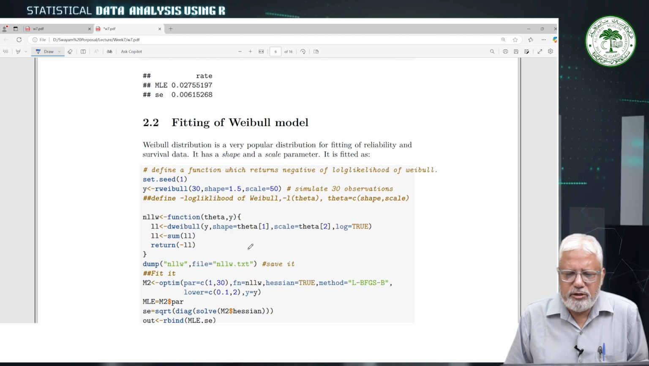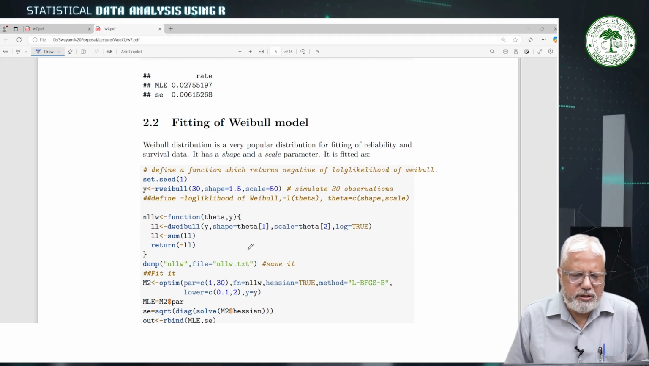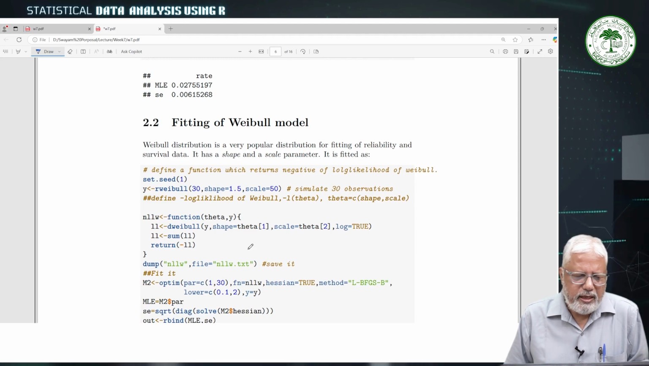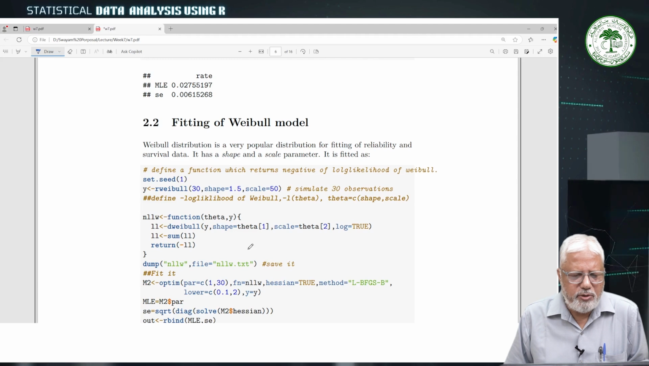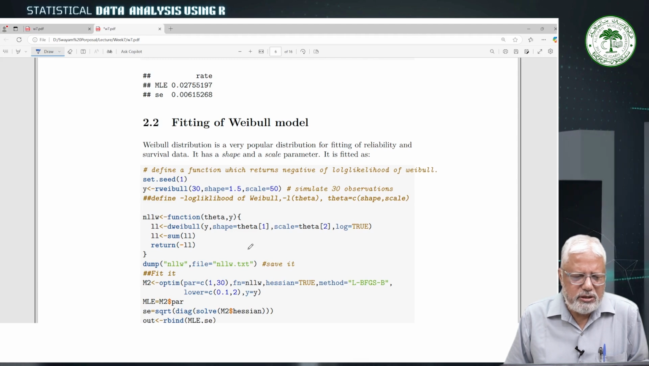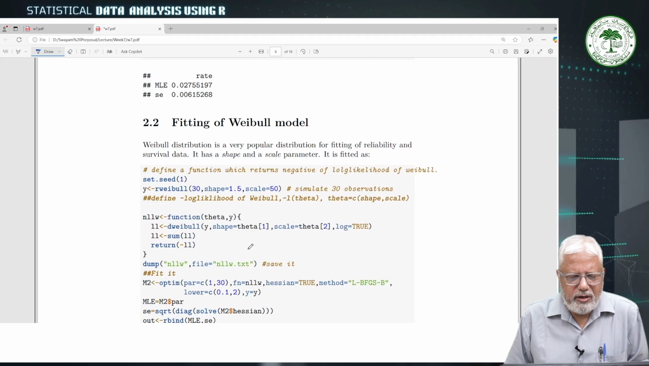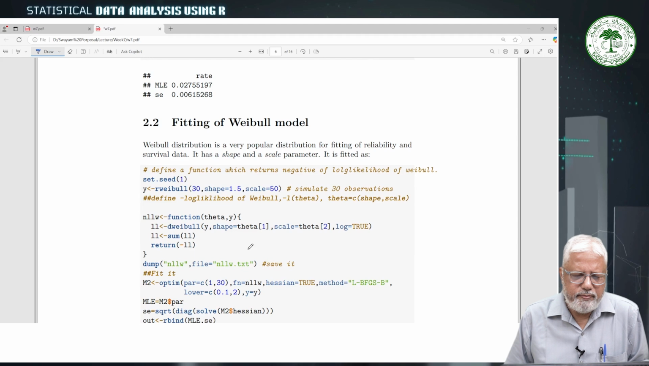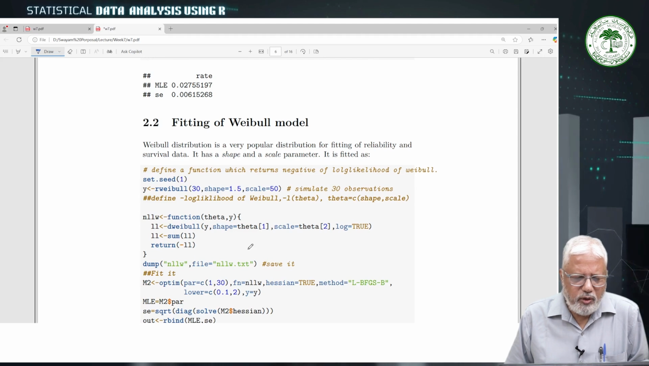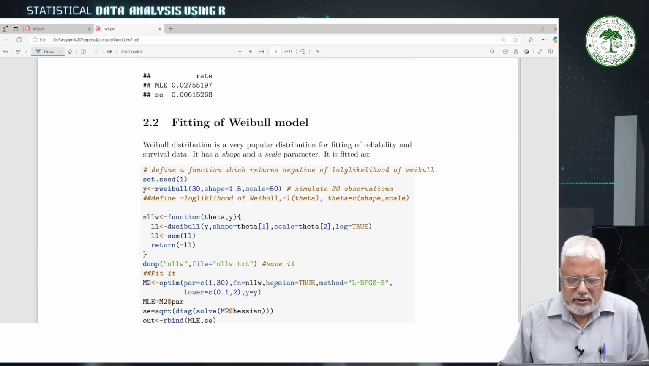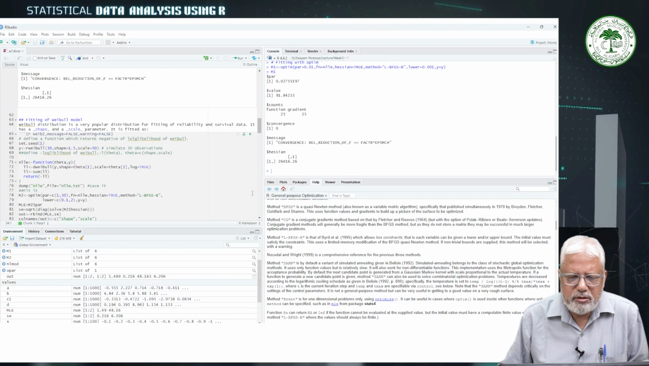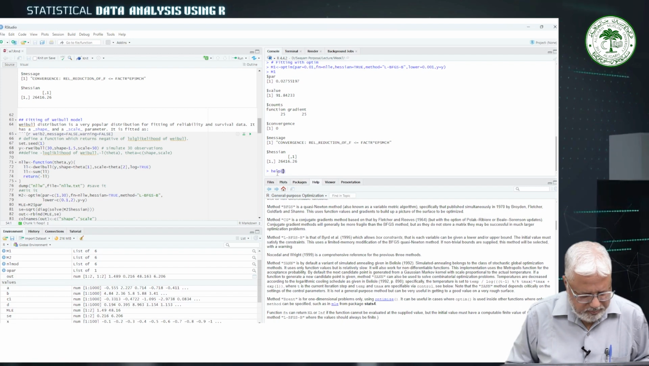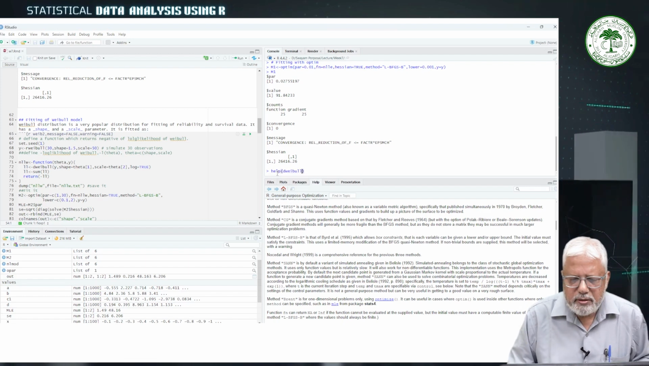Weibull is so popular. It was introduced by Weibull in 1951 to study the strength of chalks. After that, it became a very popular model among statisticians, reliability analysts, survival analysts, and so many other fields too. We can just look into the Weibull distribution with help on dweibull.